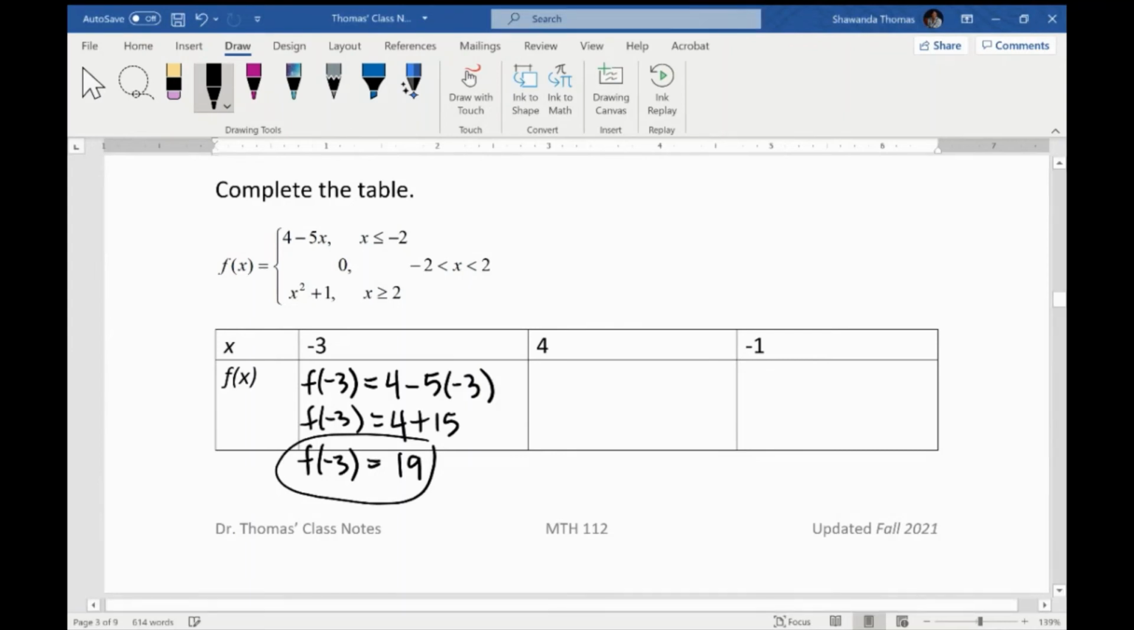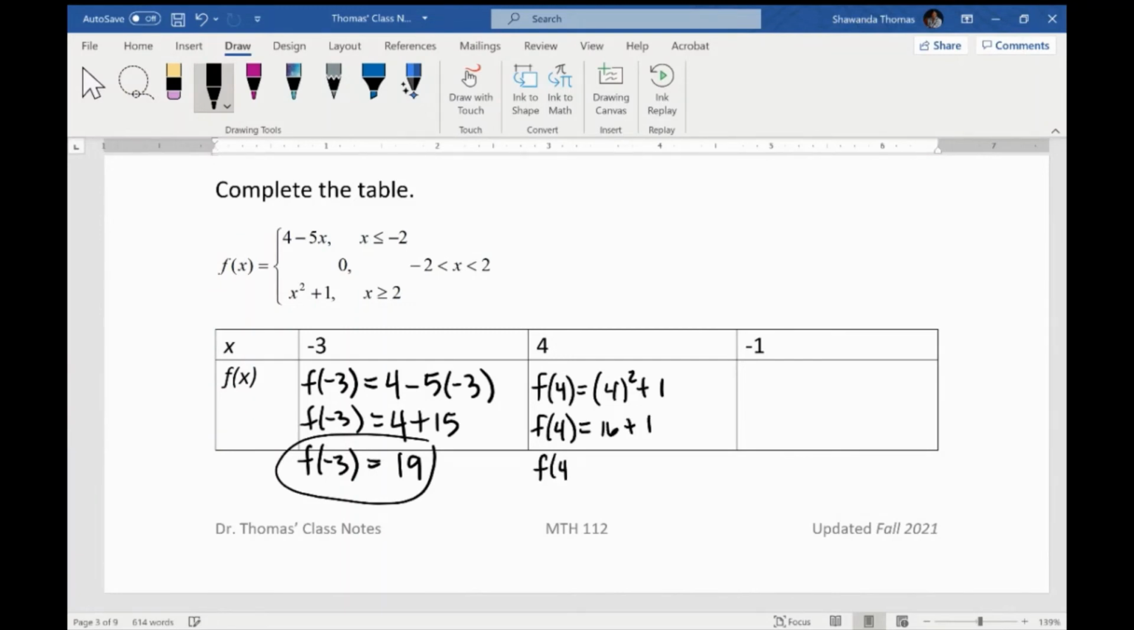Very nice. All right. Because 4 is greater than or equal to 2. 4 is greater than 2, so it meets the third condition. So f of 4 equals, what do I put on the right side? 4 squared plus 1. Nice. f of 4 equals 16 plus 1, which equals 17. Done.